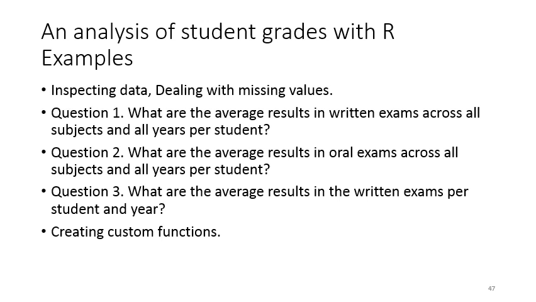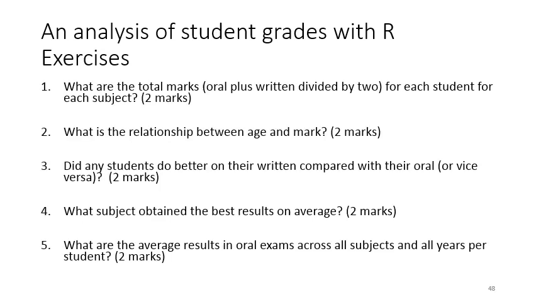Okay, so yeah, there are a number of questions that I want you to answer in the lab. So what are the average results in written exams across all subjects and all years per student? What are the average results in oral exams across all subjects and years per student? What are the average results in the written exams per student and year? So you have to do a little bit of data wrangling. You have to do averages across different columns or represent an average. You have to create a number of custom functions in order to get things like averages. You might have to get overall results. If you're given written and oral exams, you might create another column with the overall results.